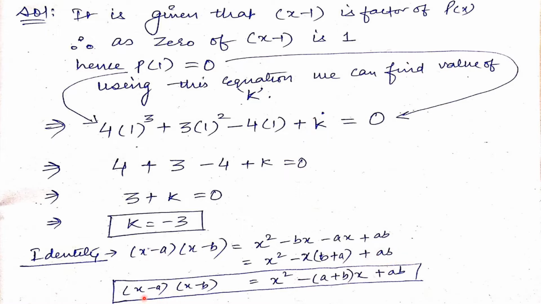Now, finally we can say (x minus a)(x minus b) is the same as x square minus (a plus b)x plus ab. If you observe, can you tell which is the factor form and which is the expanded form? Very easy. This is the factor form.